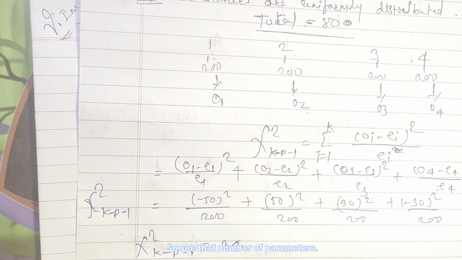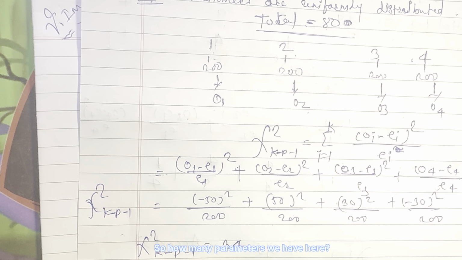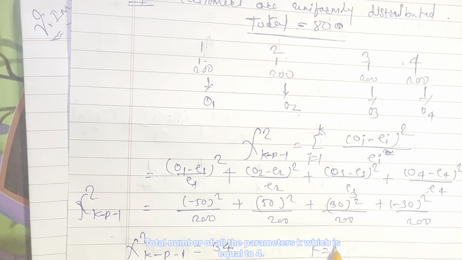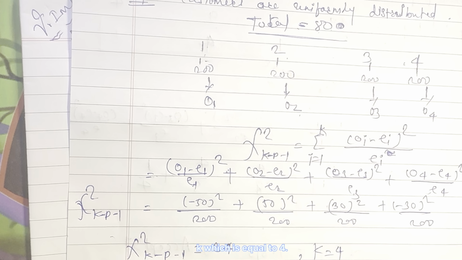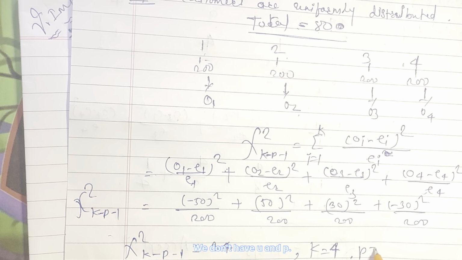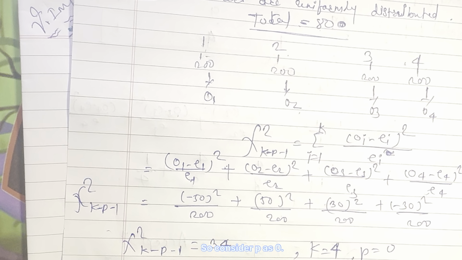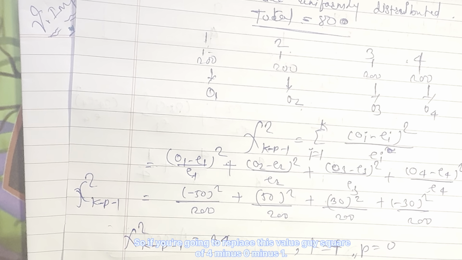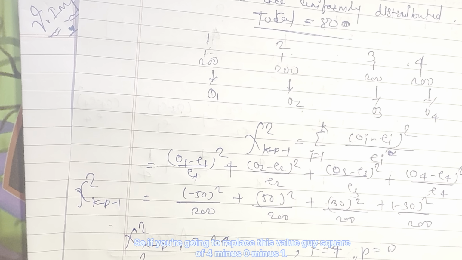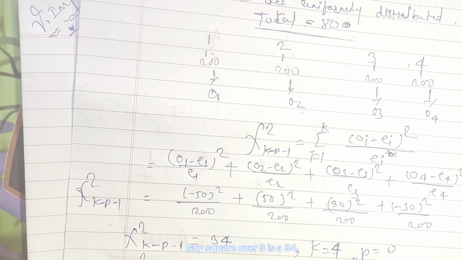See the number of parameters: the total number of parameters k is equal to 4, and we don't have p given, so consider p as 0. If you replace this value, chi-square of 4 minus 0 minus 1, that means 3. Chi-square of 3 is 34.